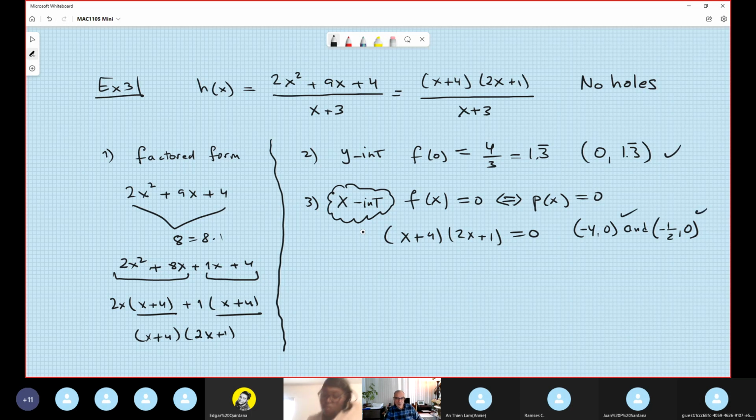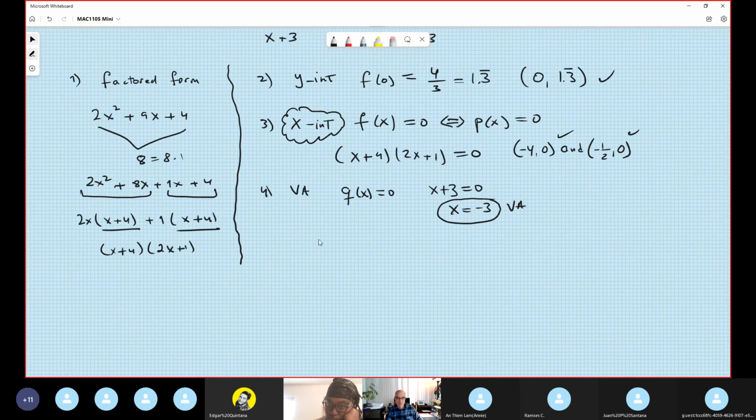Good. I like that. Step number 4 is compute the vertical asymptote. What is the formula? Well, the formula is the denominator equal to 0. So you take the polynomial in the bottom, this guy. In our example, it is x plus 3 equal to 0. The conclusion is x equal -3. This is our vertical asymptote.